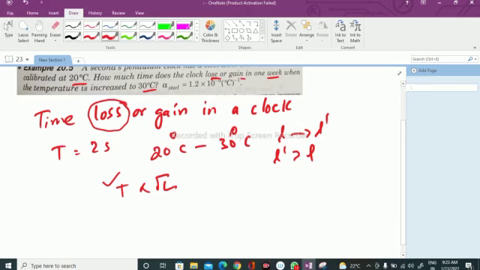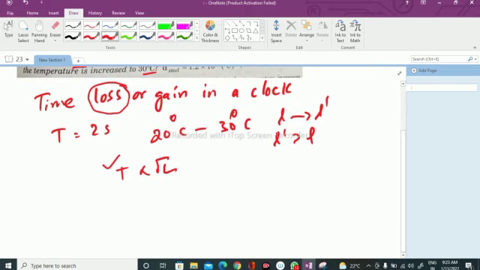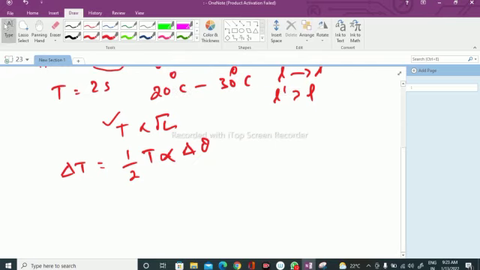we can find out this change in time given by the expression delta t is equal to half t alpha delta theta. Delta theta means change in temperature, you know. So let us put the values here.